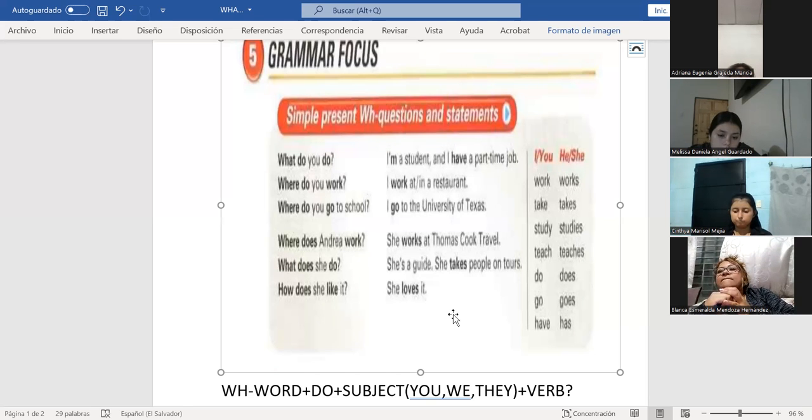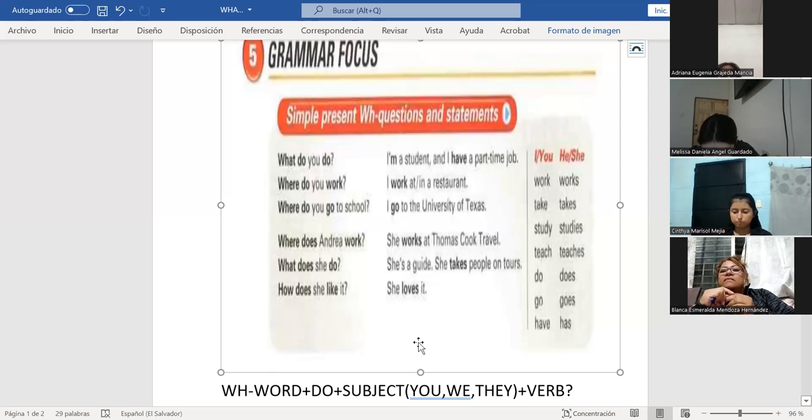Y en el caso de las respuestas negativas, el verbo cambiaría o se mantiene. El auxiliar cambiaría a don't y a doesn't, pero usando el auxiliar el verbo no va a cambiar porque el auxiliar absorbe la acción negativa. Okay. Muy bien. All right. Let's continue.